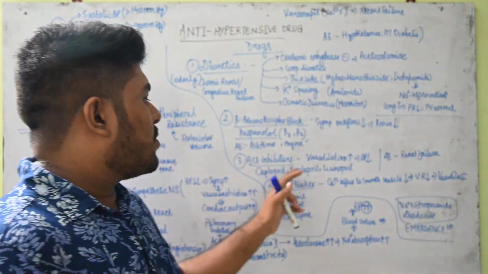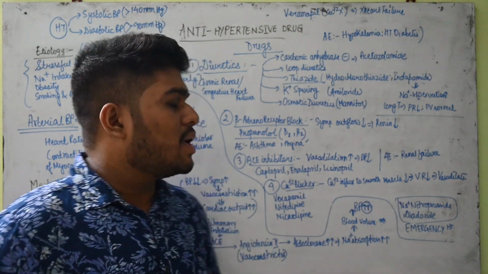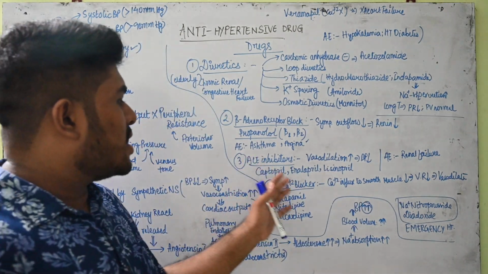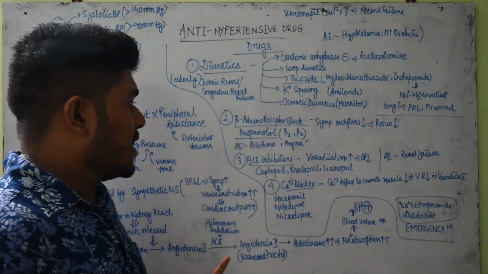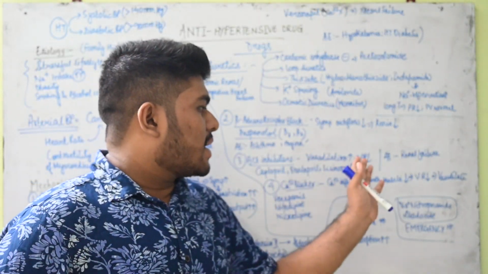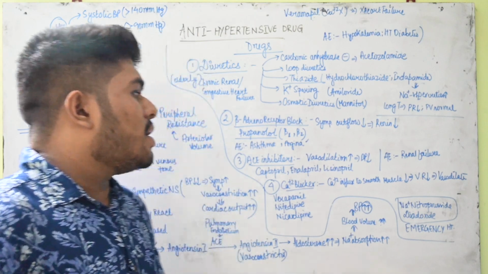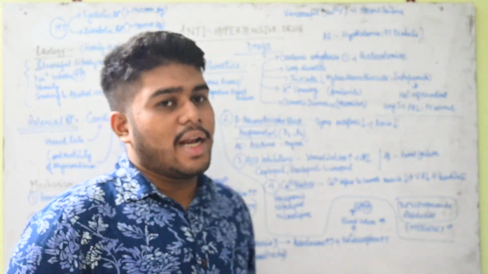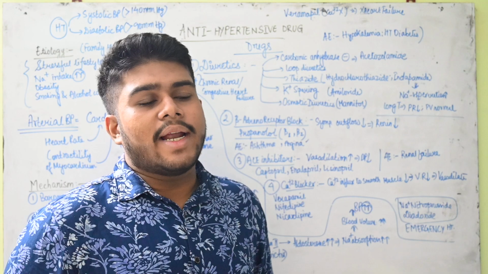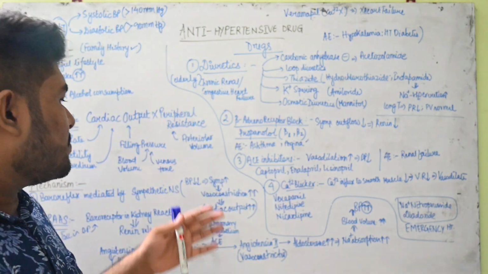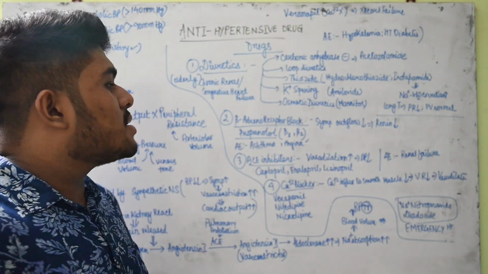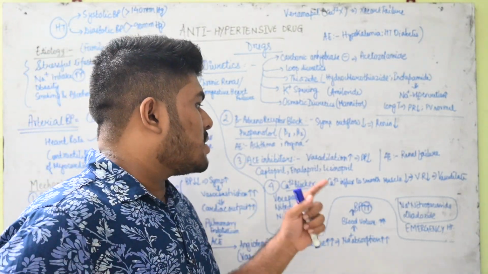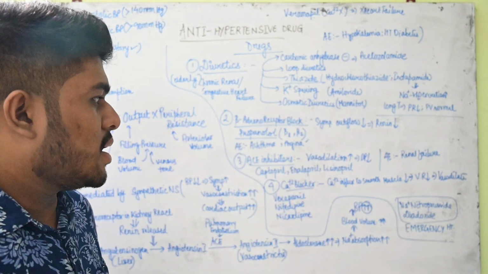So captopril, enalapril and lisinopril are used because they will directly inhibit this ACE, angiotensin converting enzyme, and automatically when this is inhibited, there will be vasodilation, the blood vessels will dilate. So the arterial volume will decrease, the peripheral resistance will decrease, and in this case the blood pressure will also decrease.